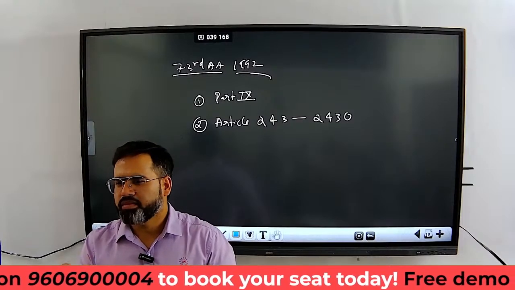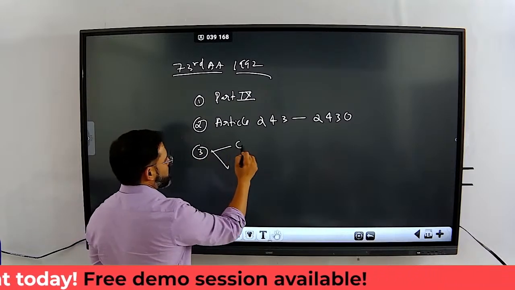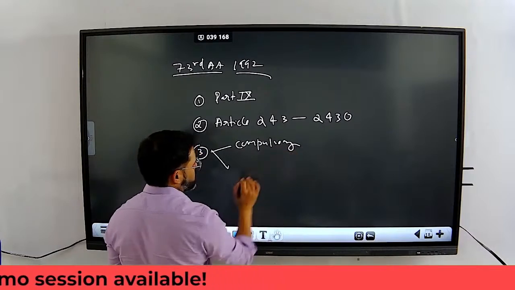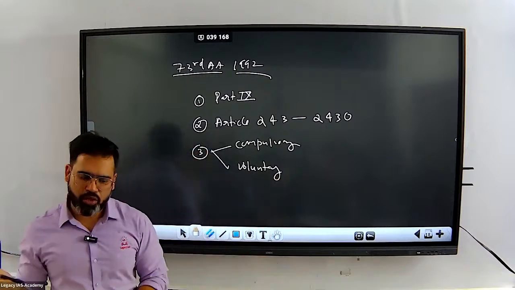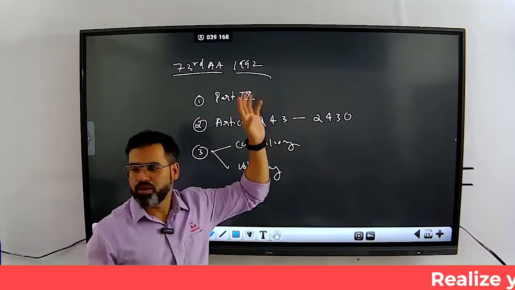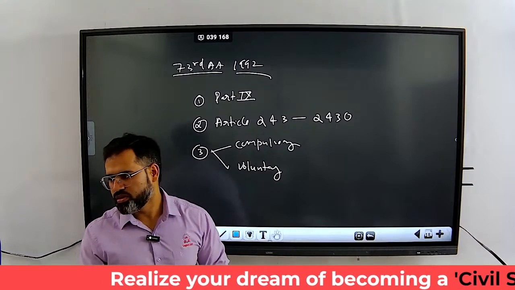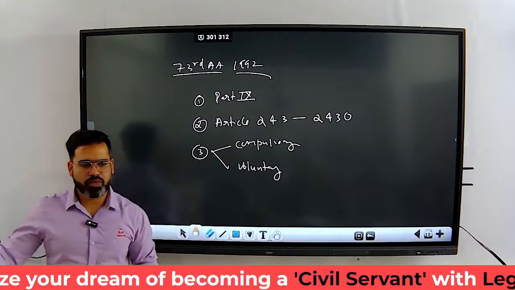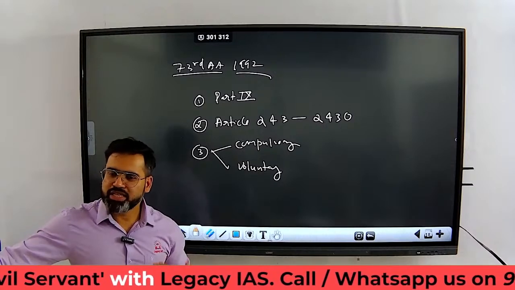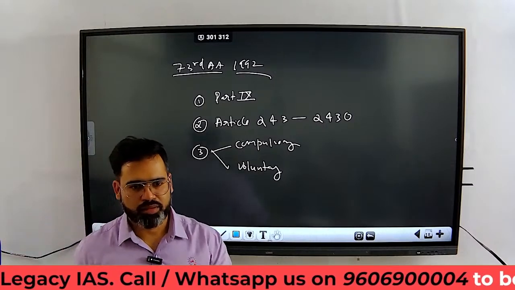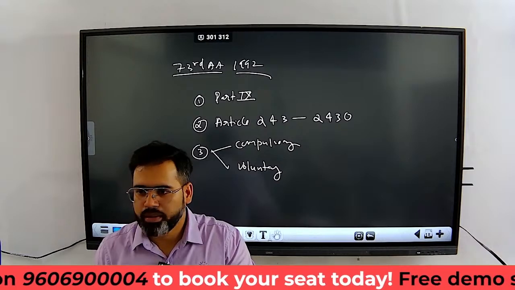Correct? And this 73rd amendment act basically has 2 parts. One we call compulsory provisions, another is voluntary. Compulsory means it is the same for every state, no matter which state it is, those provisions will be valid for every state. Voluntary means the state government has the role, they can change that also. So 2 types of provisions are there under the 73rd amendment: compulsory provisions, that are the same for every state, and voluntary provisions that can be changed by a particular state. Clear now?